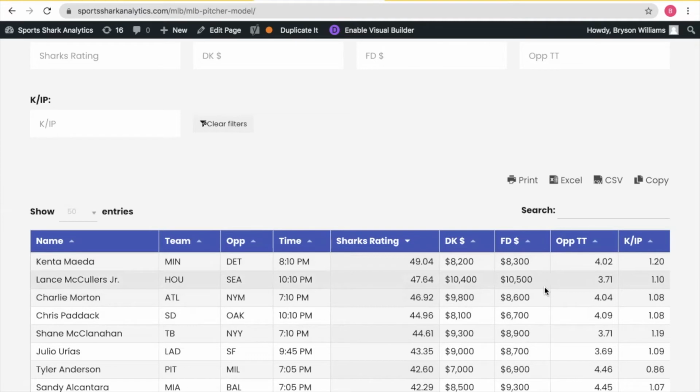I still would have played Lance if you're making over 20 lineups. But on my main lineups, I would have centered my lineups around Mediya, Martin, and Paddock.